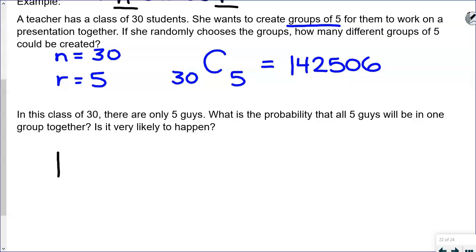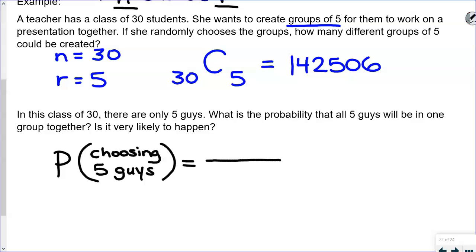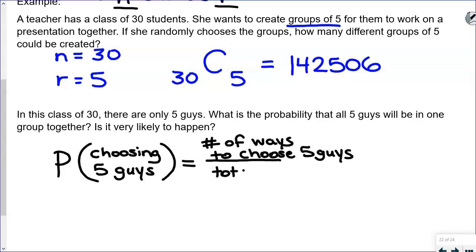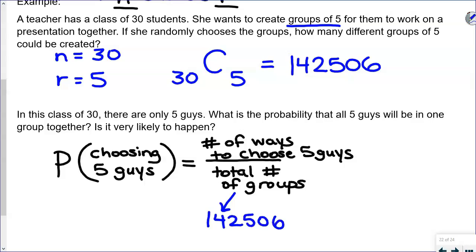right? So the probability of choosing all five of the guys to be in one group, we need to look at the number of ways to choose the 5 guys over the total number of groups, which is what we already found in Part A. So the total number of groups is that 142,506.